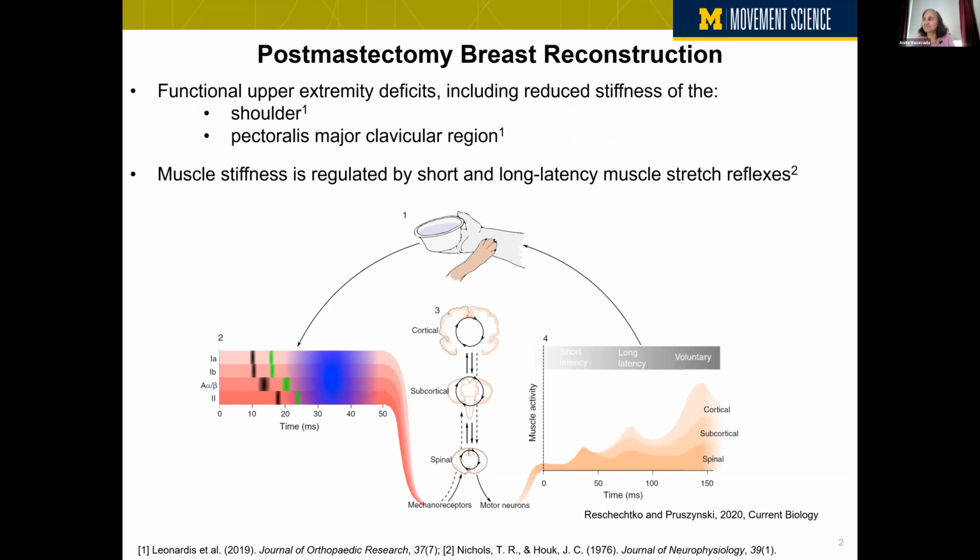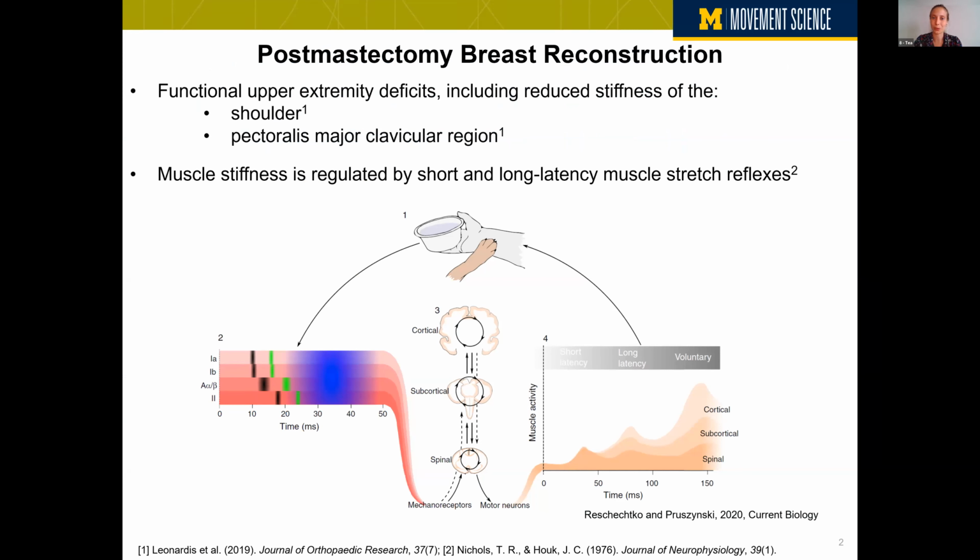Post-mastectomy breast reconstruction procedures that involve disinsertion of the pectoralis major and/or latissimus dorsi have been associated with reduced stiffness of the shoulder and of the pectoralis major clavicular region. However, the current mechanisms behind these reductions are unknown, but may be related to altered muscle stretch reflexes, which have been found to regulate muscle stiffness.